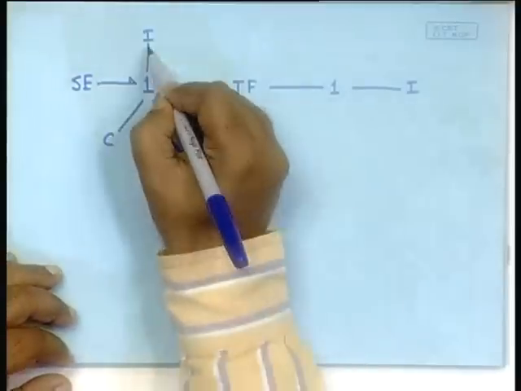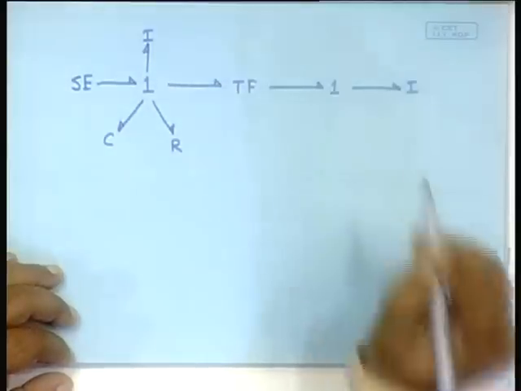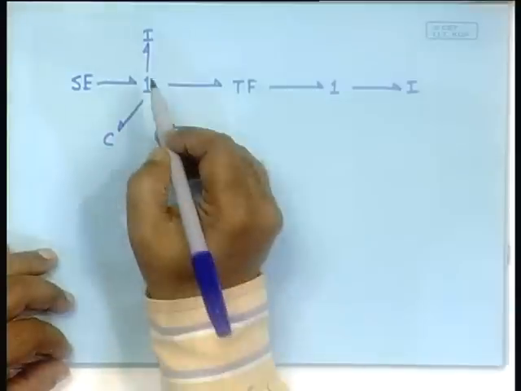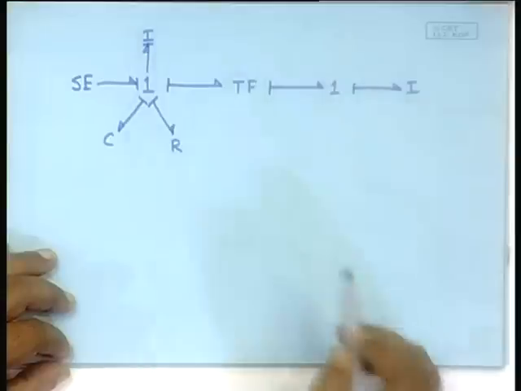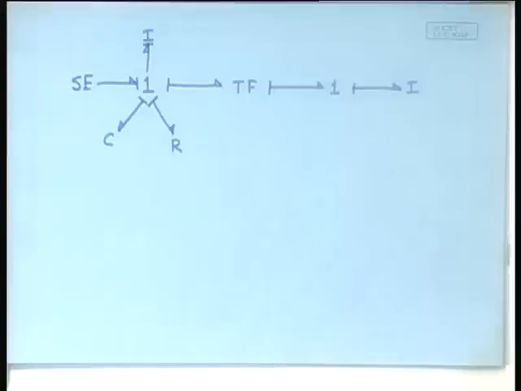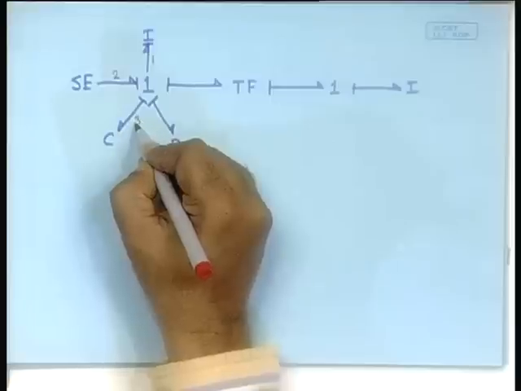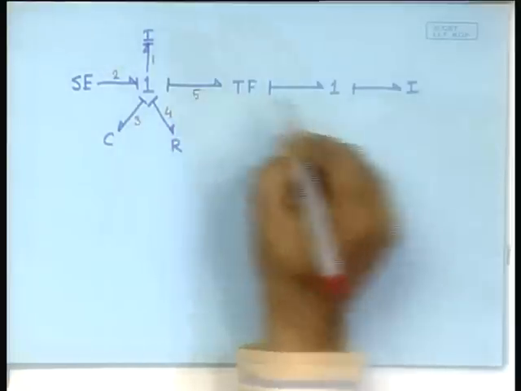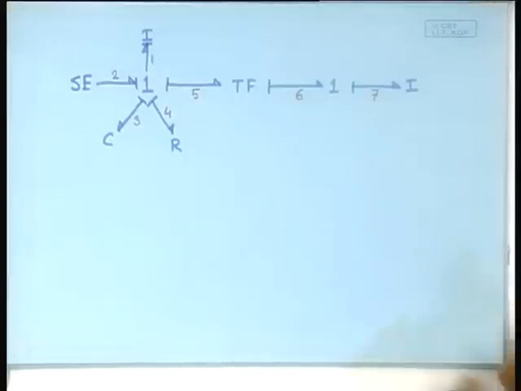So, the power directions will be like this. The causalities will be like this, that you have already seen. Now, let us give numbers 1, 2, 3, 4, 5, 6 and 7. Now, let us try to obtain the differential equations for this system. You would notice that it would require a bit of different treatment to obtain the differential equation, but it is possible.